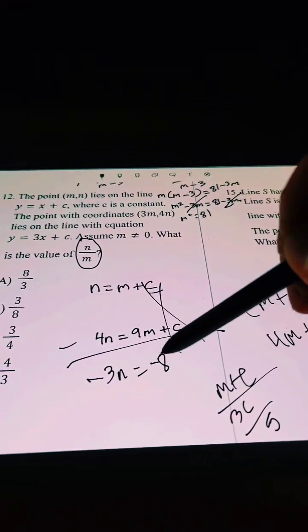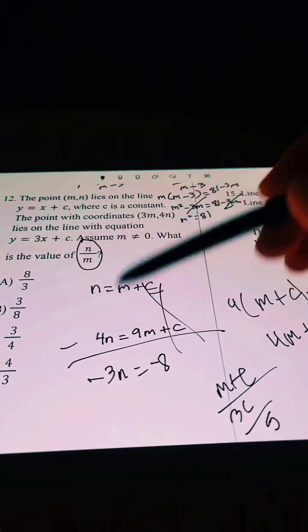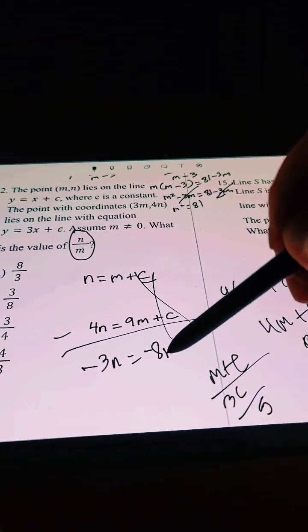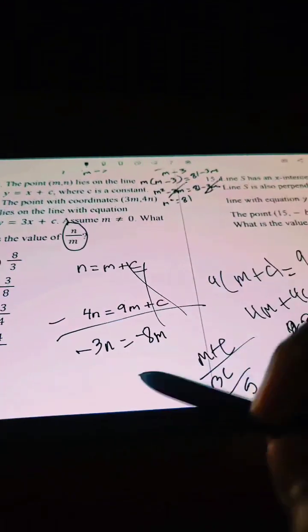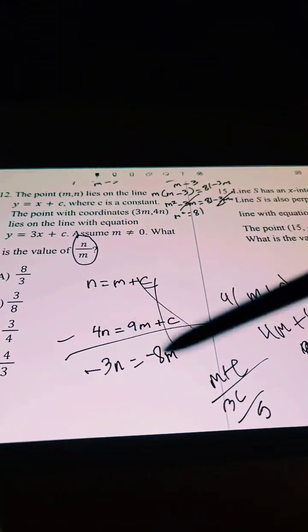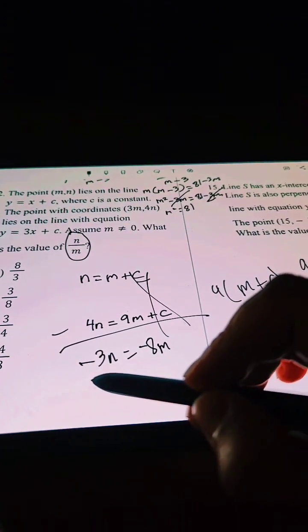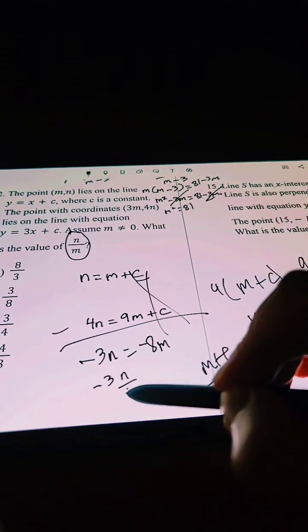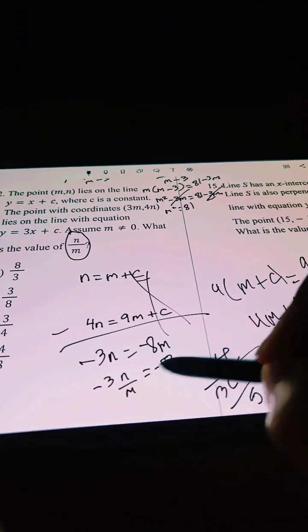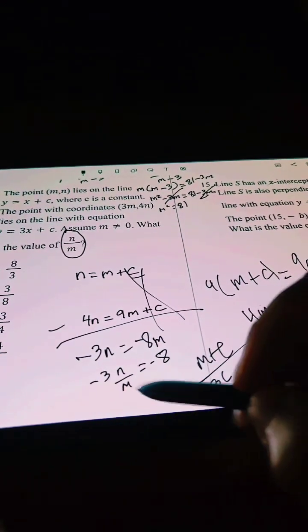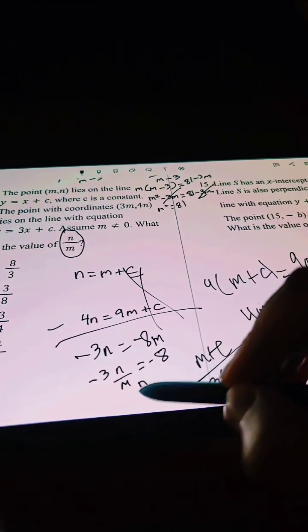So then if I'm eliminating, because this is a system of equations, I'm eliminating by subtracting, that gets rid of the c, and then I have negative 8m is equal to negative 3n. So then in order to get n over m, I'm going to divide by m on each side. If I'm doing it step by step, dividing by m on each side gets me this, and then I just have to divide by negative 3 to get n over m.